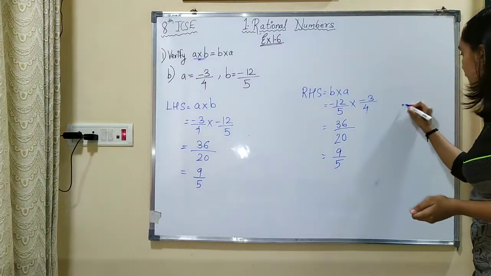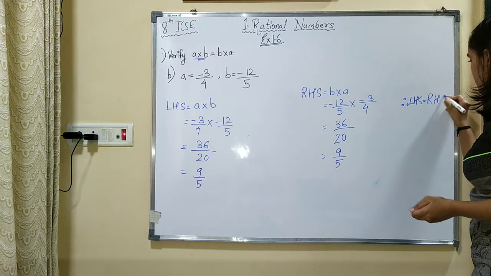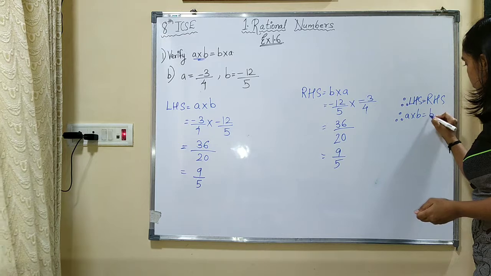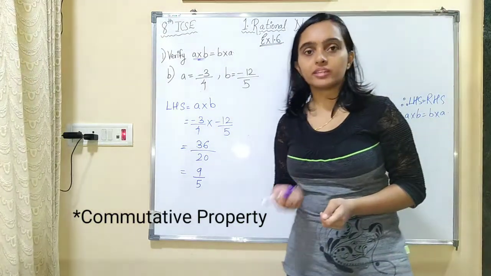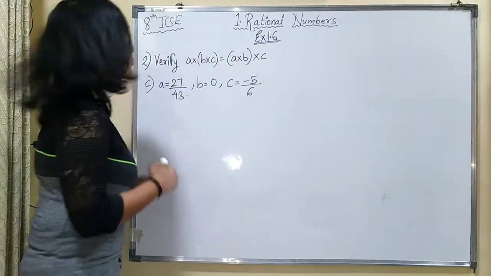Therefore we can conclude that LHS equals RHS. That is, your a multiplied by b equals b multiplied by a. Hence, the commutative property is verified. Now the second question, here we have to verify the associative property.